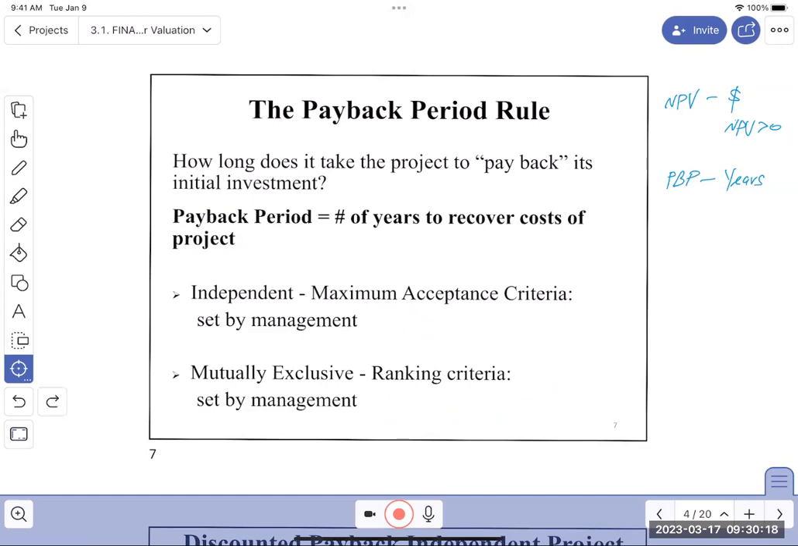What do you perceive as a problem with this method? Why is it that we have something like the NPV rule, rather than why didn't I teach you about the payback period rule before? What's a possible problem with this?